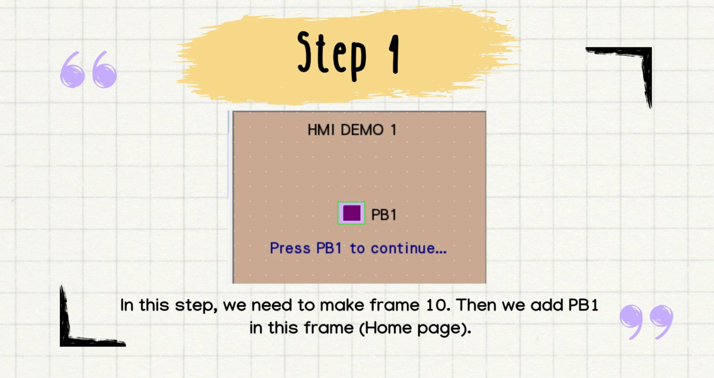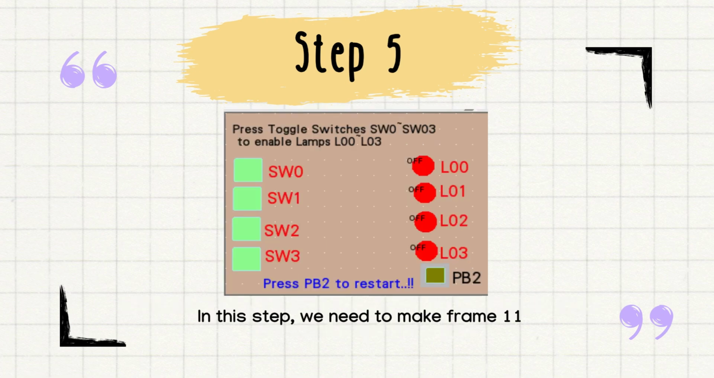In this frame, we need to type HMI demo 1, then press push button 1 to continue. After that, we need to add push button 1 in this frame. In step 5, we need to make frame 11.